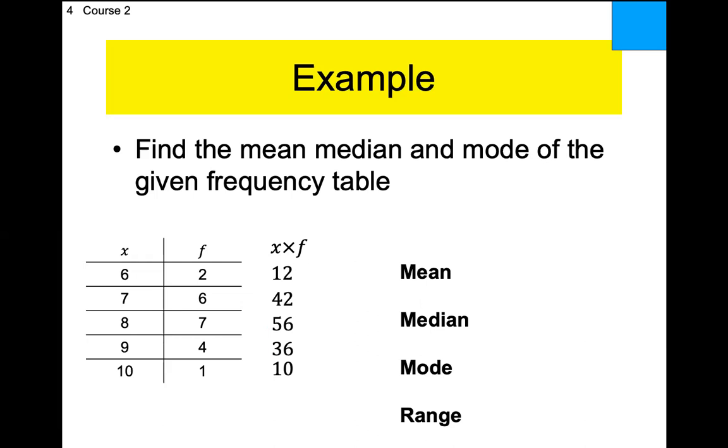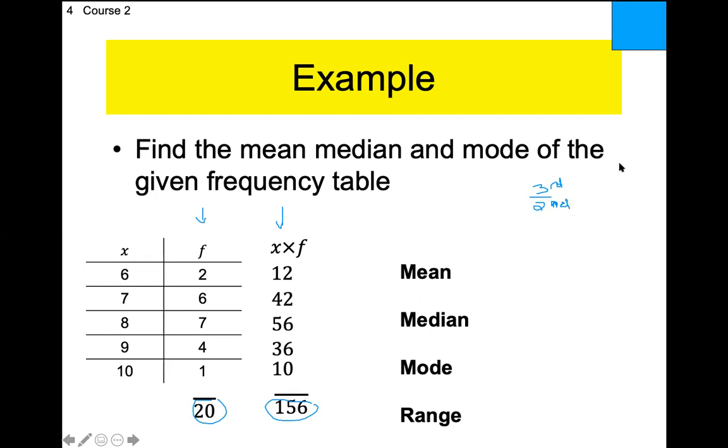Next step, we add up each column for the second and the third column. We add up the second column, 2 plus 6 plus 7 plus 4 plus 1. We add up the third column. And then to find the mean, it's the third column, that would be this column right here, the total. So I'm taking this number and dividing it by the second column, that's this column, and in that case, that's 20. It's not 3 divided by 2, so it's the third column divided by the second column.